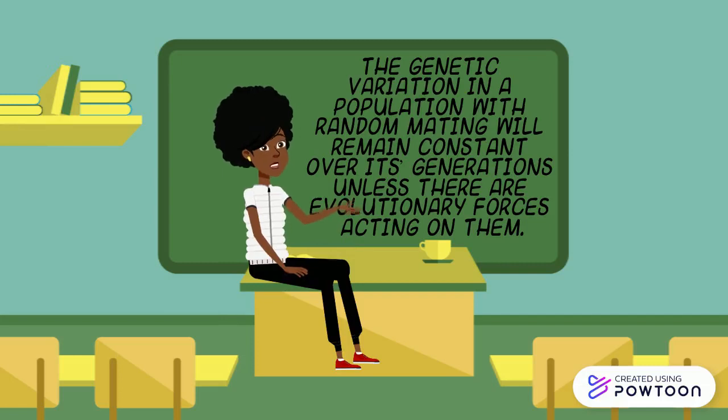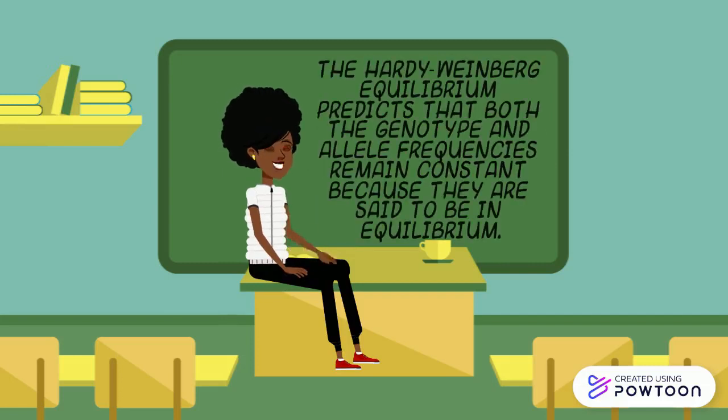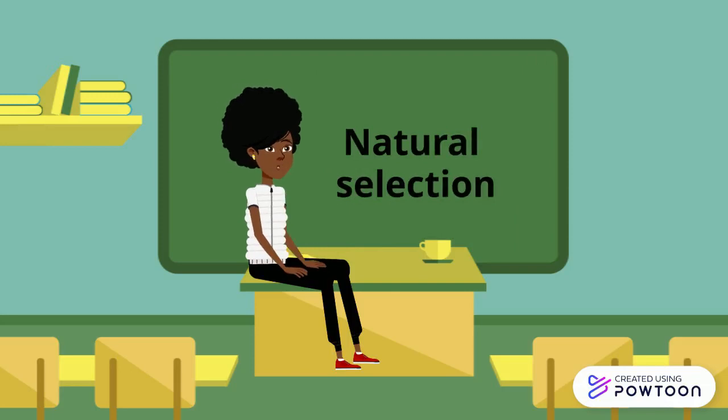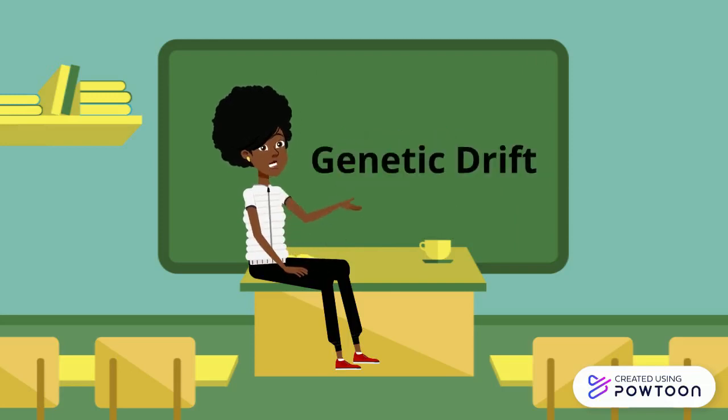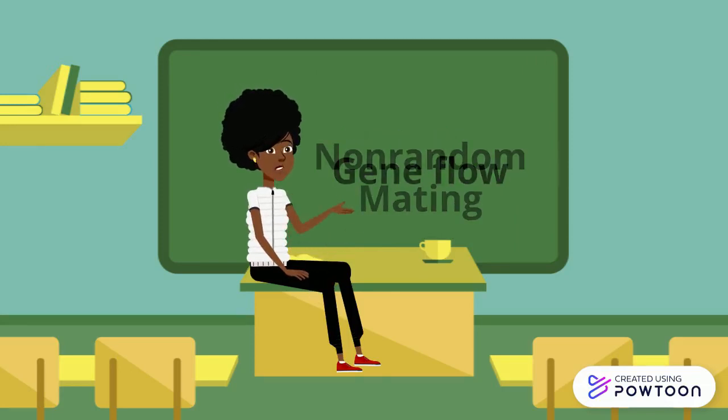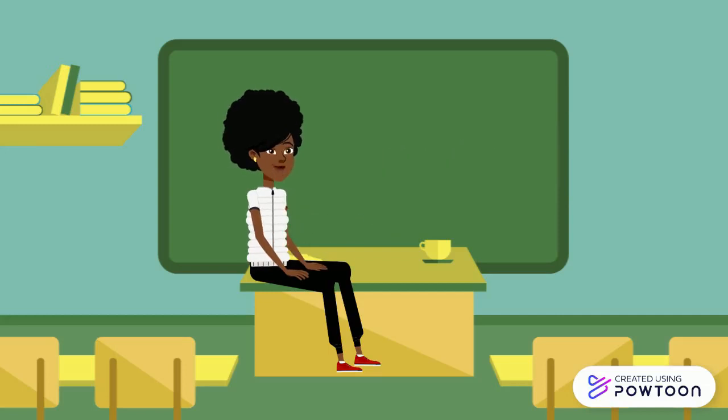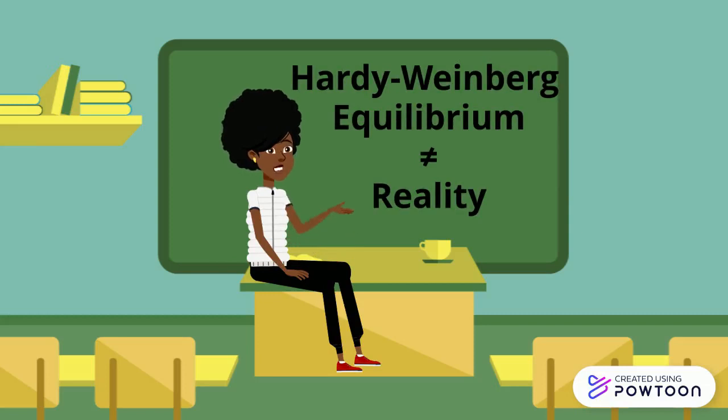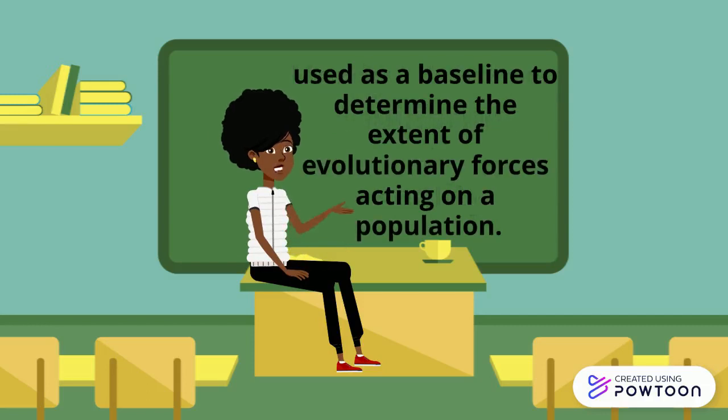The Hardy-Weinberg equilibrium predicts that both the genotype and allele frequencies remain constant because they are said to be in equilibrium. These factors that disrupt the equilibrium could include natural selection, mutation, genetic drift, gene flow, or non-random mating. All of these factors regularly occur in nature, so the Hardy-Weinberg equilibrium doesn't apply in reality and describes an ideal scenario, and is used as a baseline to determine the extent of evolutionary forces acting on a population.